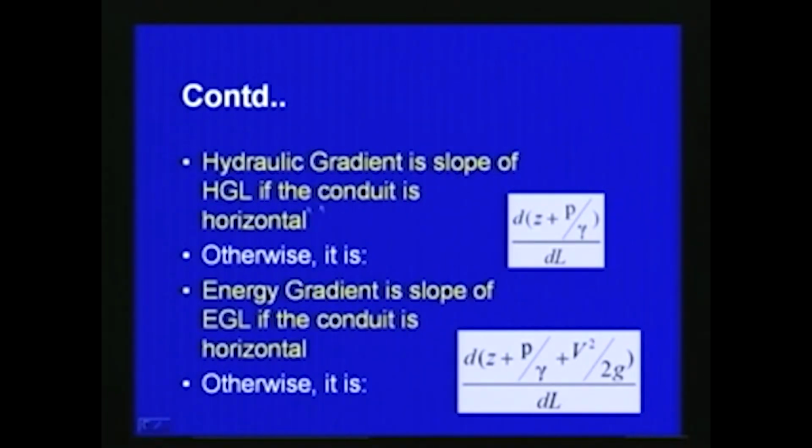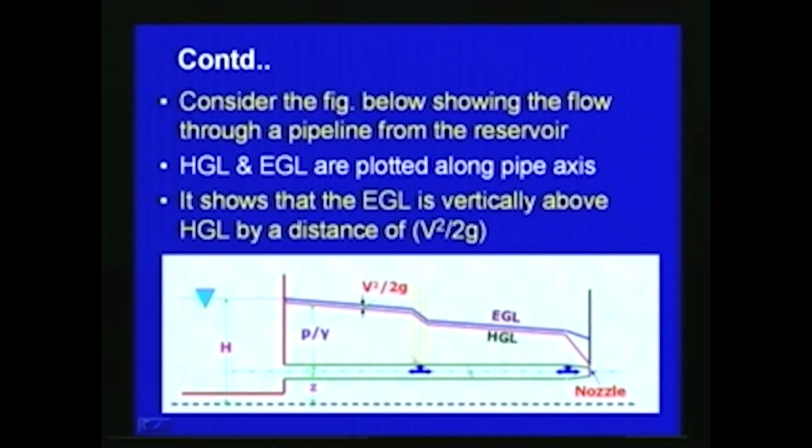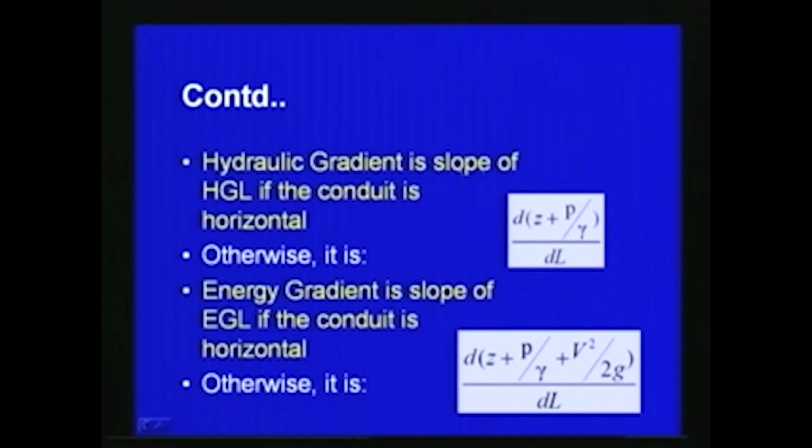So, now you can see that here this hydraulic gradient is the slope of HGL if the conduit is horizontal. So, if the pipeline is horizontal, then it will be just the slope of the hydraulic gradient line. But if the conduit is not horizontal, then we can take the derivative. So, d by dl of P by gamma plus Z will give the hydraulic gradient if the pipeline is not horizontal.